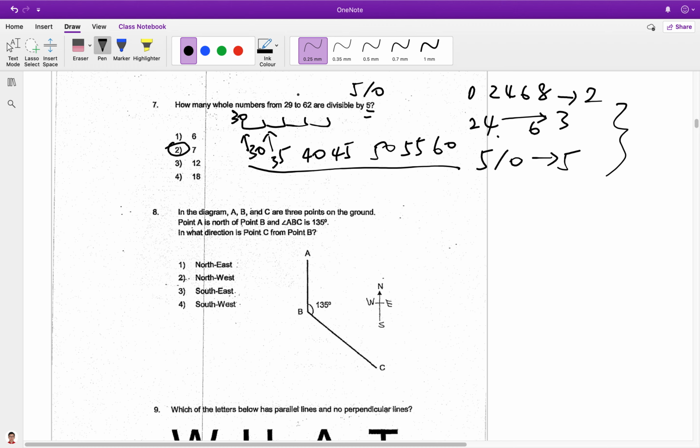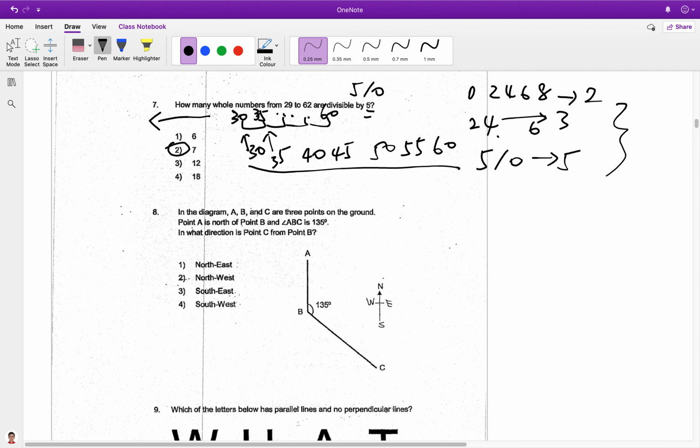And what is the last one? The number before 62 is 60. So here, we need to find out how many numbers there are. There's a typical way to solve it. How do we solve it? I call this solving method the gap and pole method. So we want to find how many gaps there are.